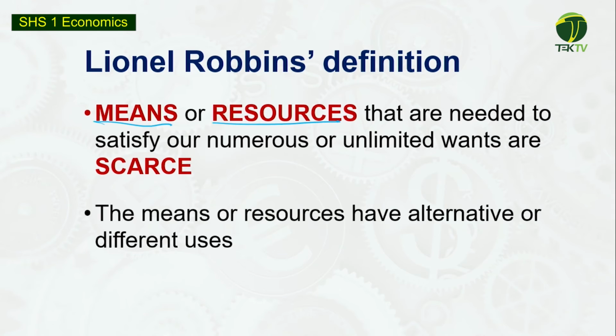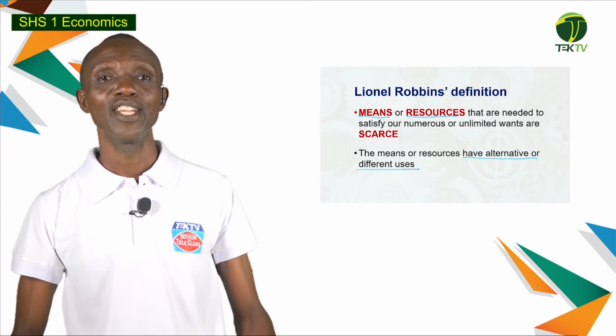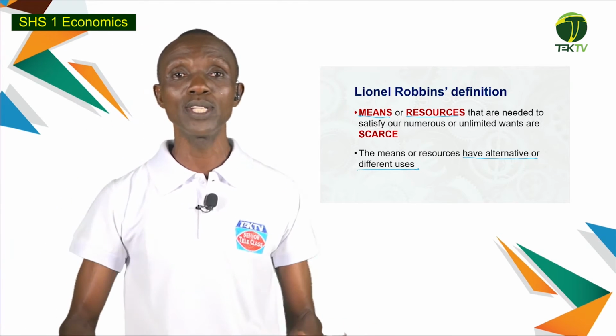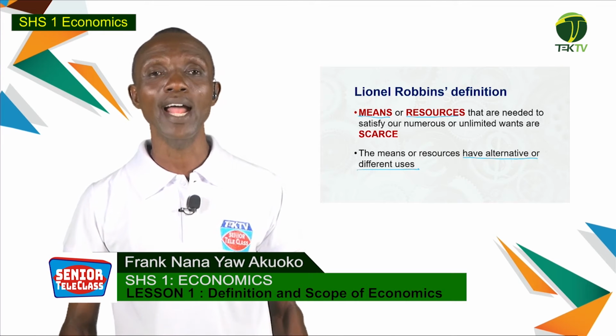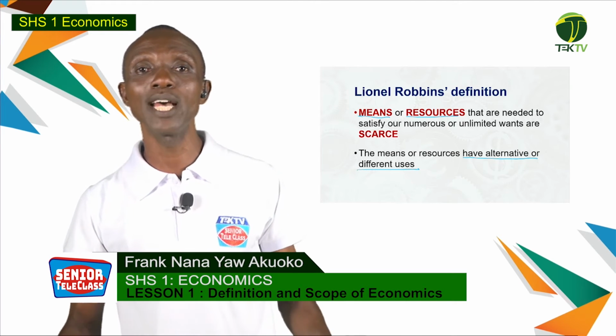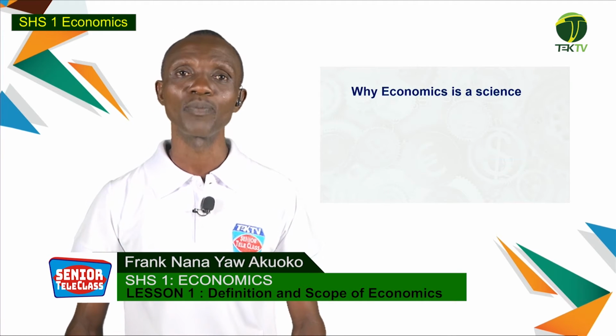He pointed out that the means or resources have alternative or different uses. So for an individual who has got his money or his income, you could use it in different ways. You could use it to buy a phone. You could use it to buy an economics textbook. You could use it for different purposes. That is what he mentioned.